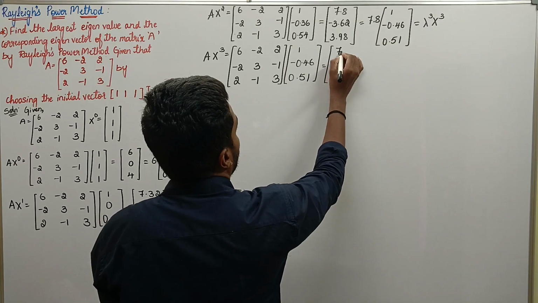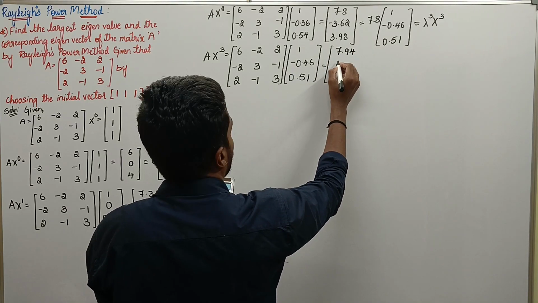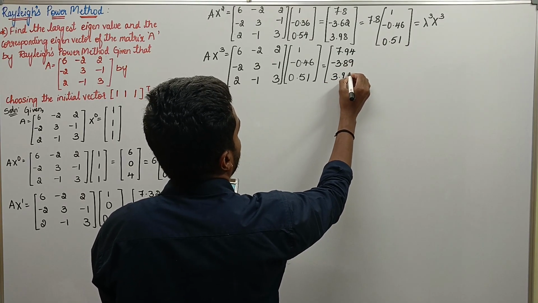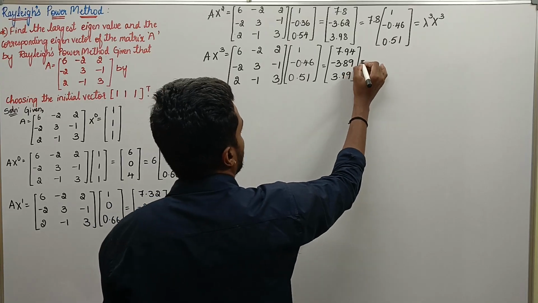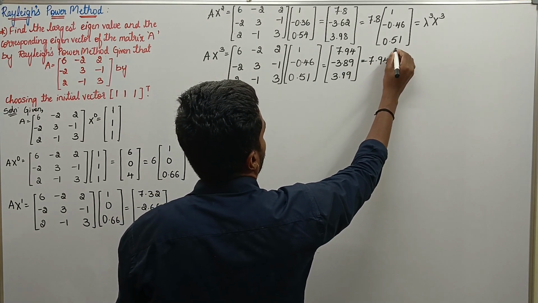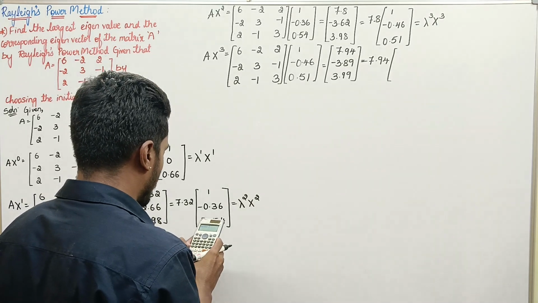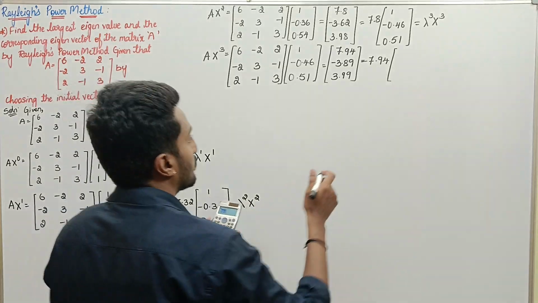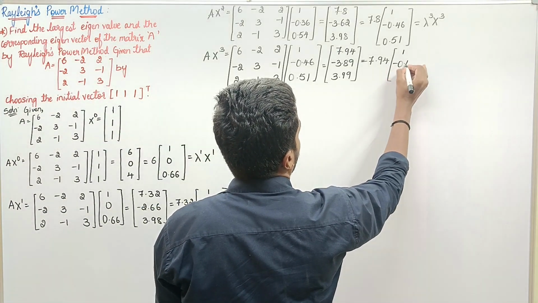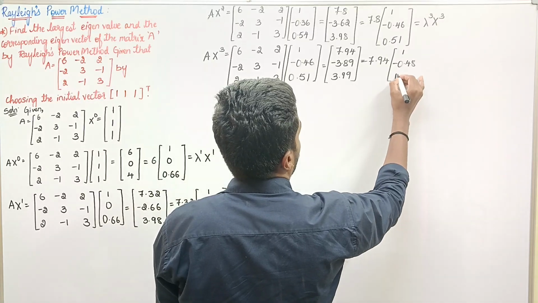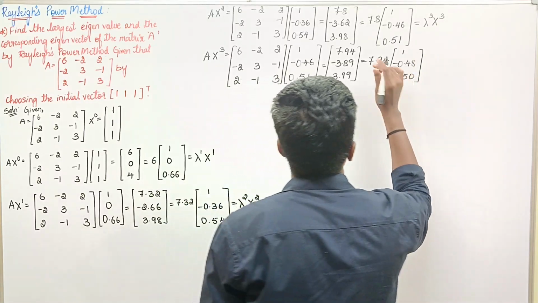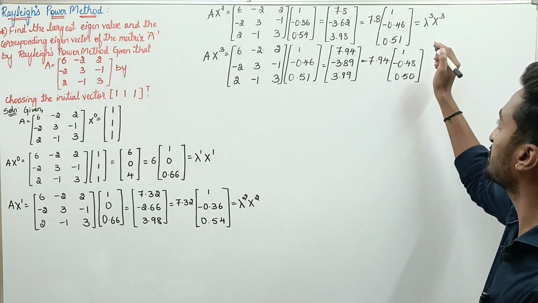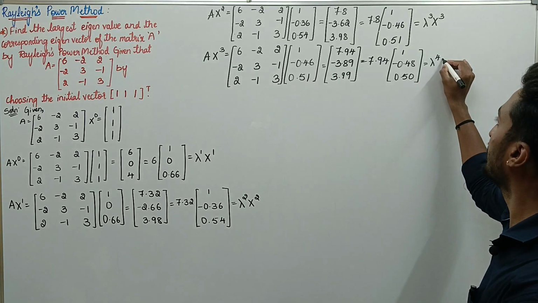You get 7.94, minus 3.89, 3.99. Which is the largest eigenvalue? You have 7.94. Okay, just divide by 7.94. You get 1, minus 0.48, 0.50. See, there is a lot of difference between the eigenvalue 7.8 of the third approximation and the fourth approximation. So let us go with the next condition.